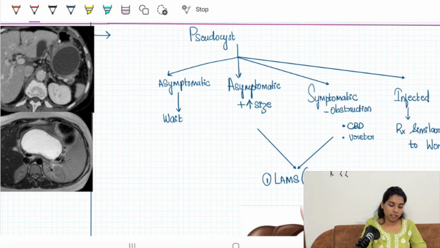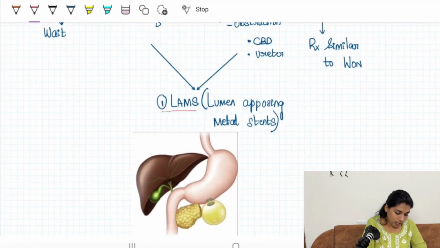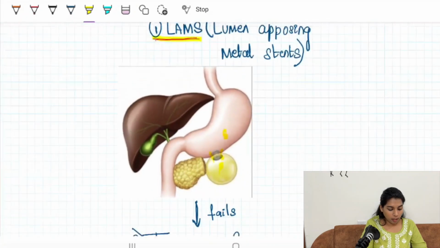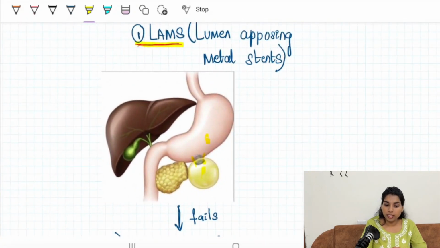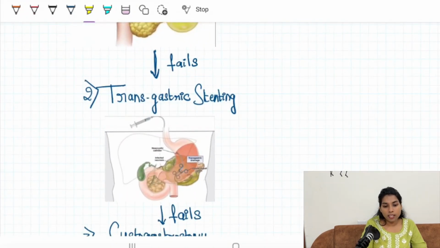So how do we start a treatment? This is a recent update: we do something called LAMS. What we mean by this is lumen opposing metal stent. How do we do this? Basically, we put in an endoscope, and via the endoscope, we put a metallic stent between the stomach and the pseudocyst, right? Between these two, we put a stent and come out, and we call it lumen opposing metal stents. However, if this fails to drain, then we go to something called transgastric stenting.